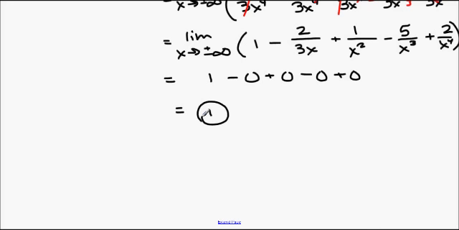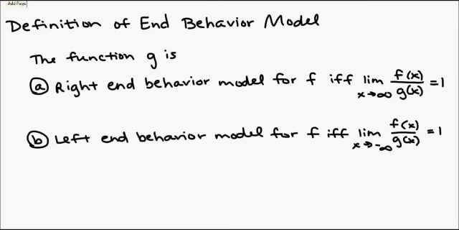Since the limit of the ratios is 1, that essentially means that those, when you're looking at the big picture like we did on the graph, are pretty much the same function. And this brings us to our next topic, which is end behavior models.